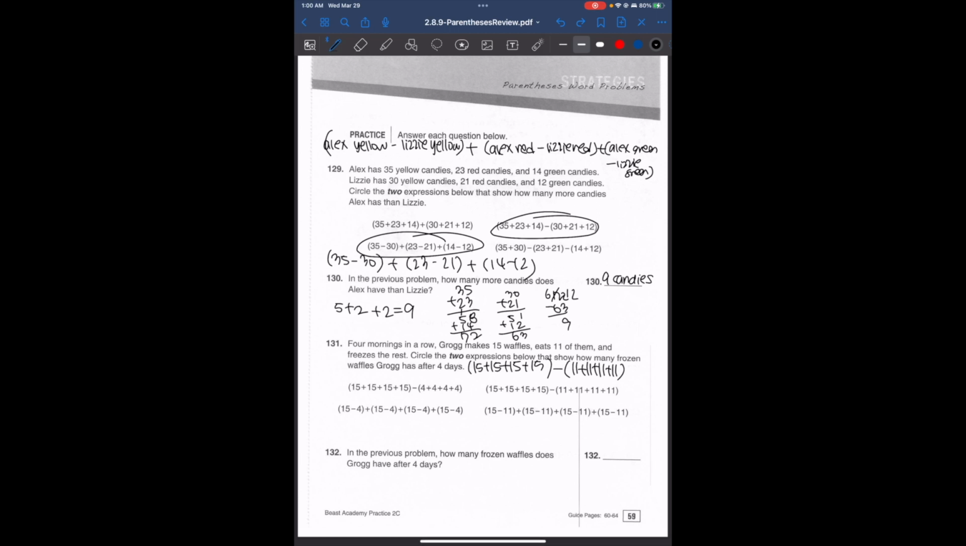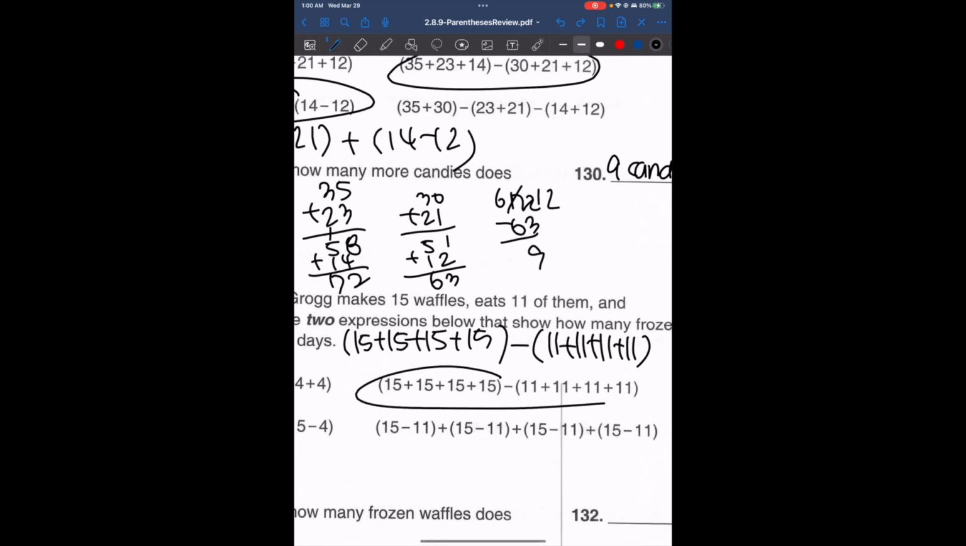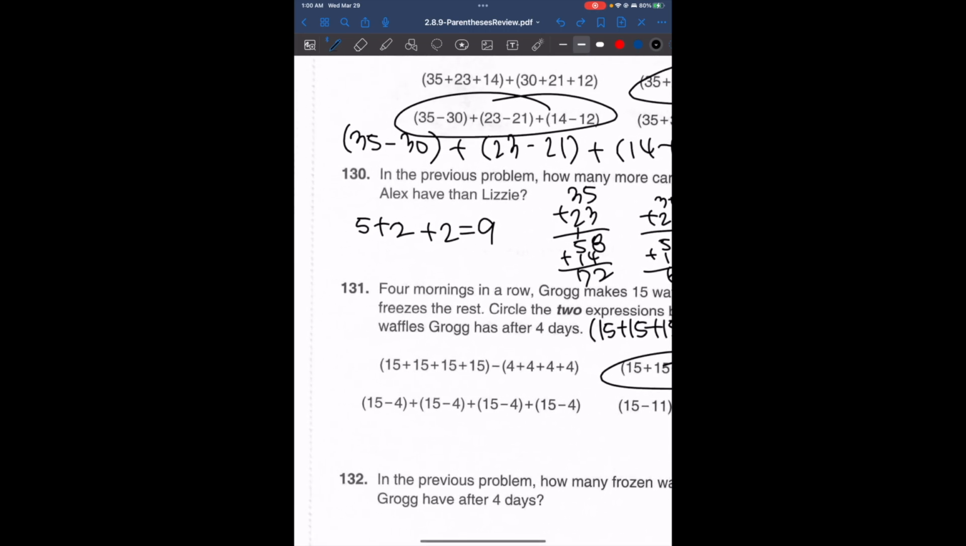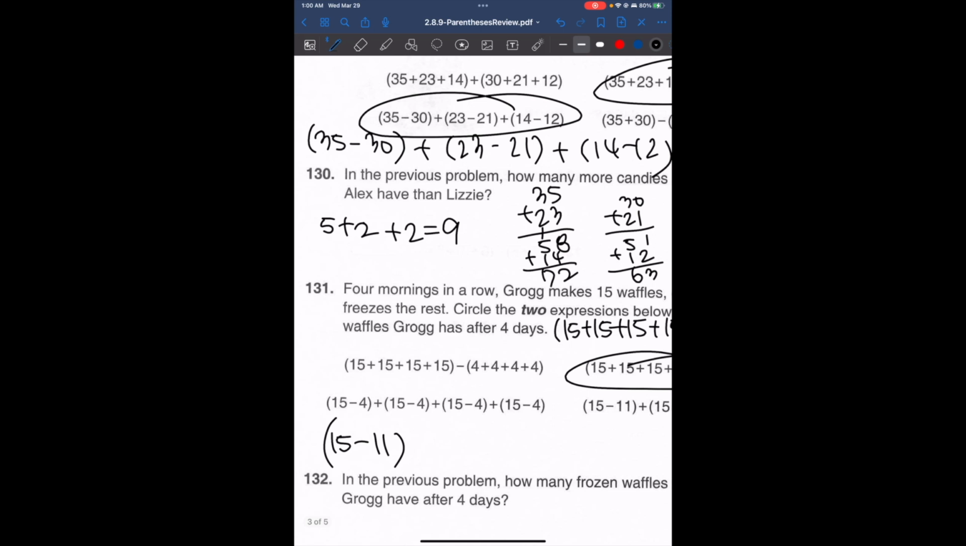And so that is going to be one way to express this, and that's going to be this one. Or another way is comparing total by total, right? Total made and total eaten. But another way that we can do this is categorizing it based on each day. So we have 4 days, so we're going to have 4 parentheses. And so it's going to be like 15 minus 11, which is how much we freeze in one day.